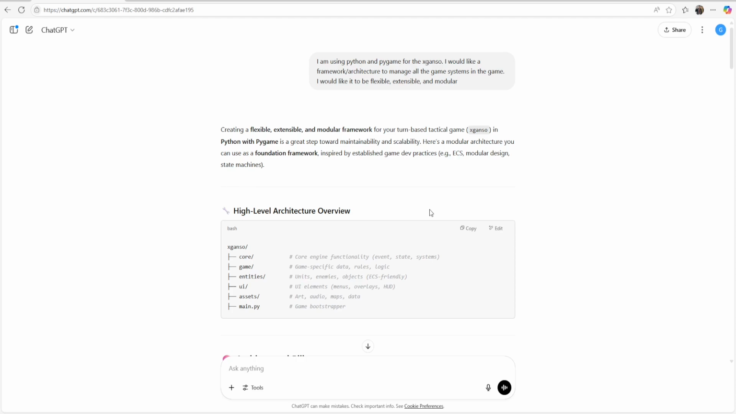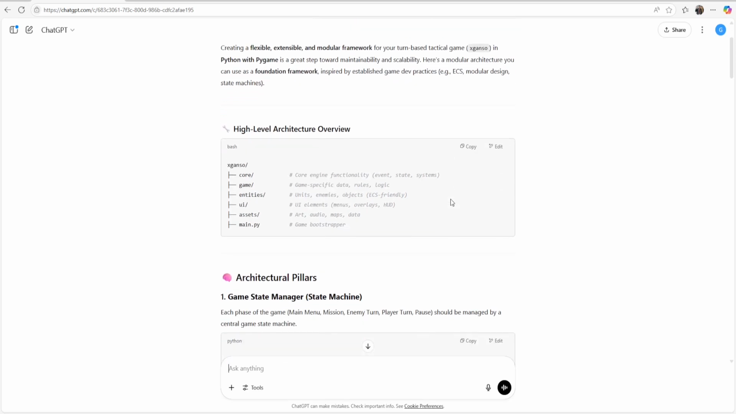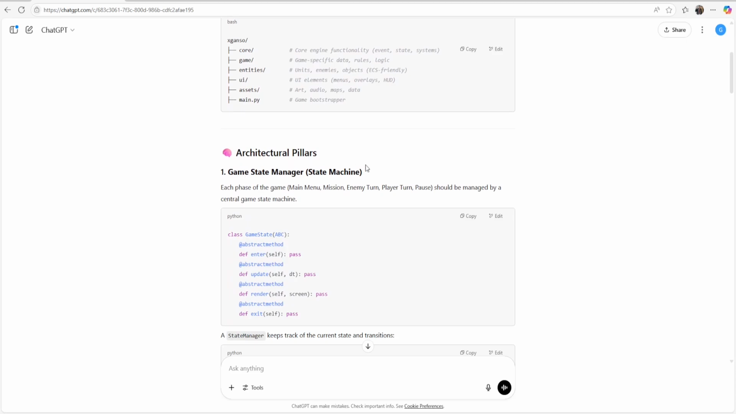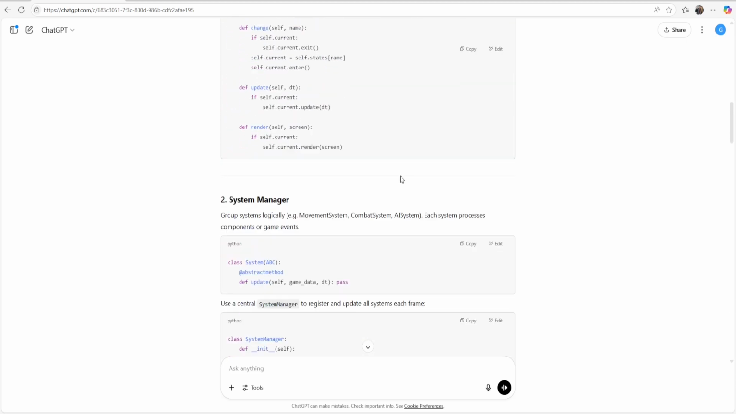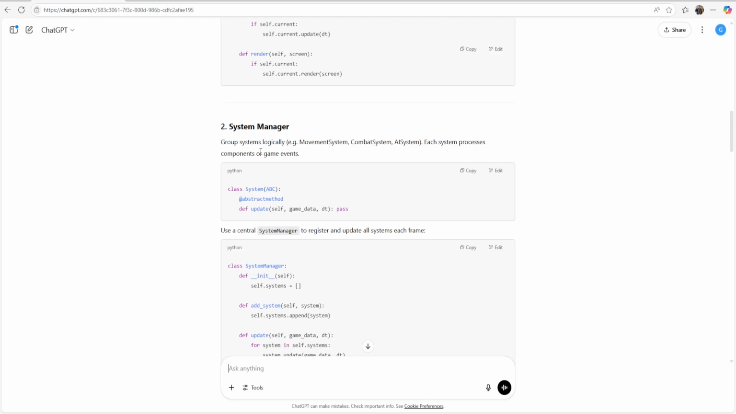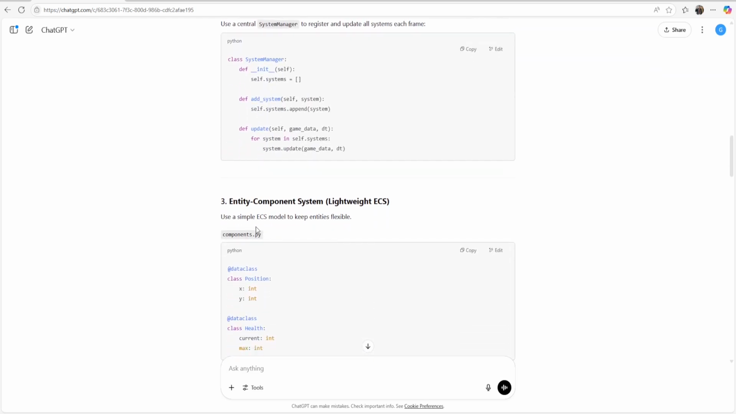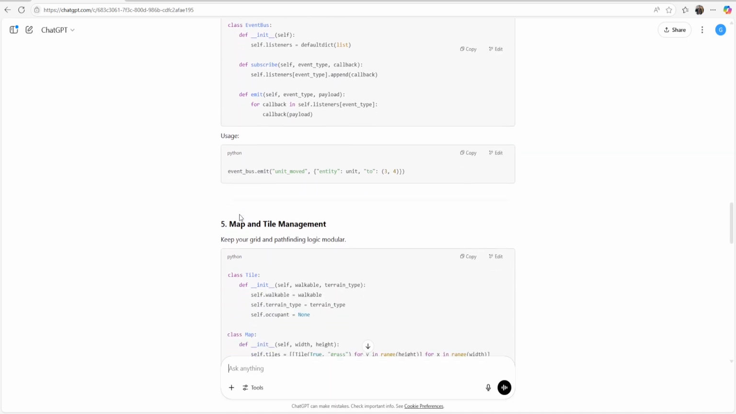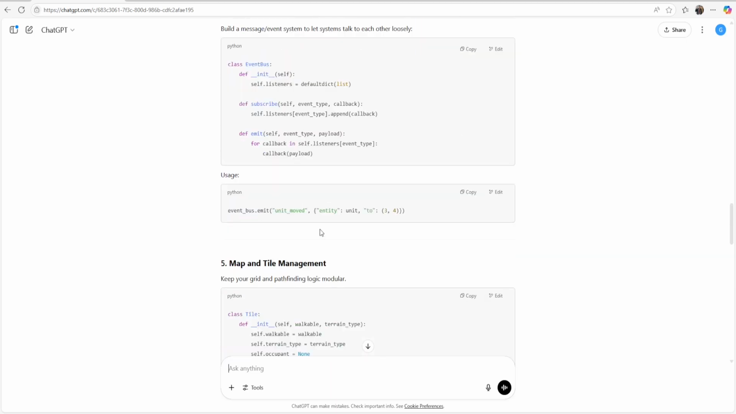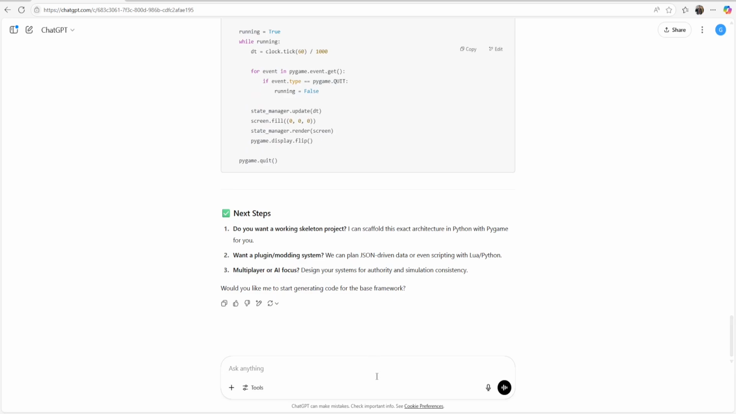Based on our question, I think that we got a more generic answer than we were hoping for. In this case, I think ChatGPT thought more about the entire framework, like the engine per se, and not about the game mechanics. So we're going to refine our question a little bit and try to get a more specific answer, because we're not really interested in some of these aspects at the moment. For instance, the game state manager and the system manager are what we're going to focus on. Entity component system is also an idea. So let's try to refine our question to see if we can get a better answer.